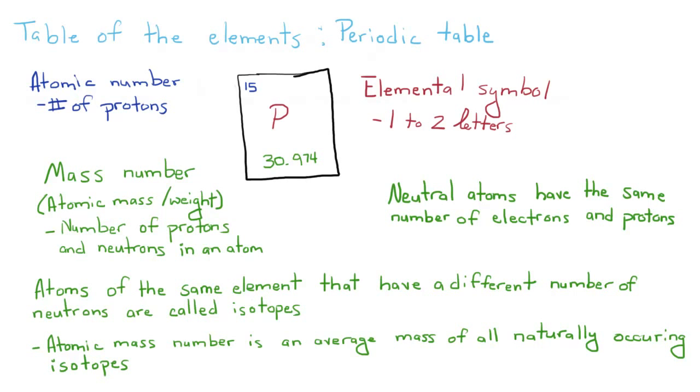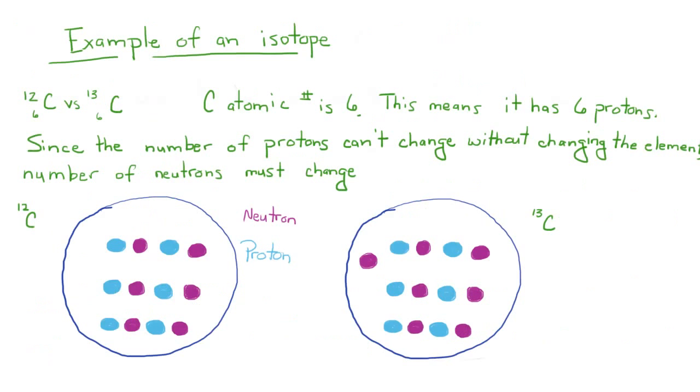If you have the number of protons, you can find the number of electrons. Atoms with no charge have the same number of electrons and protons. The mass number is the number of protons and neutrons in an atom. And since you are given the number of protons, you can always find the number of neutrons by using the mass number. And the atomic mass number is an average mass of all naturally occurring isotopes. Isotopes are atoms of the same element that have a different number of neutrons. And here is an example of an isotope.